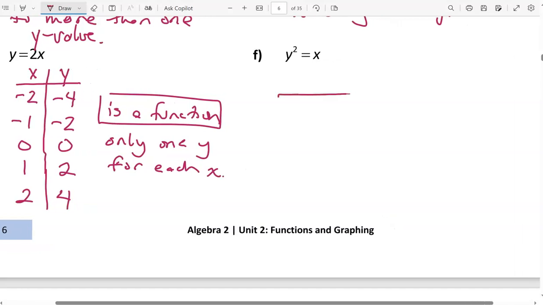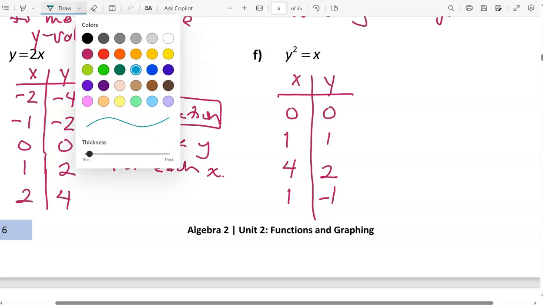Let's create a table of values for f, which is y squared equals x. Now this equation is solved for x, so it would be a good idea for us to plug in y values. So let's plug in 0. If y is 0, then x equals 0 squared, which is 0. If y is 1, then x equals y squared, which is 1. If y is equal to 2, then x equals 2 squared, which is 4. And it would seem at the surface that this is a function because we're only getting one y for each x. However, if we are careful to plug in some negative y values, then when y is negative 1, x equals negative 1 squared, which is positive 1.